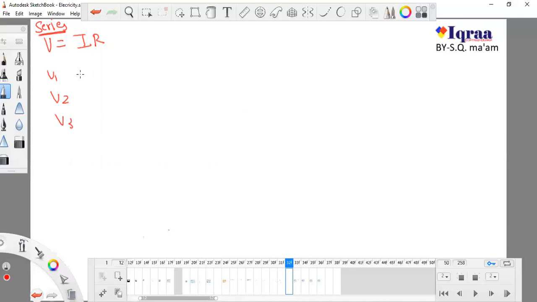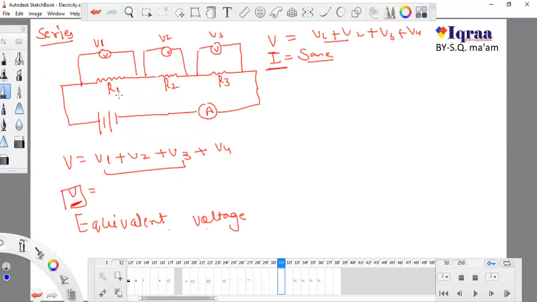So it will be IR1, IR2 and IR3. That is V is equal to IR. I'm writing the same thing, V is equal to IR, and V is equal to IR. I'm not doing anything new. Now R1, R2 and R3 come directly from here. R1 resistance is having V1 potential difference. R2 resistance is having V2 potential difference. And R3 resistance is having V3 potential difference. And one thing, I is the same all over. I is the same for everything.